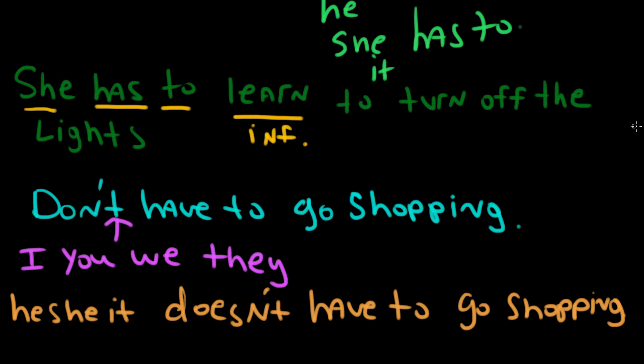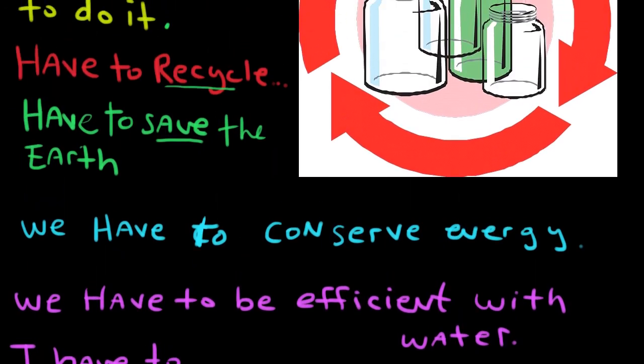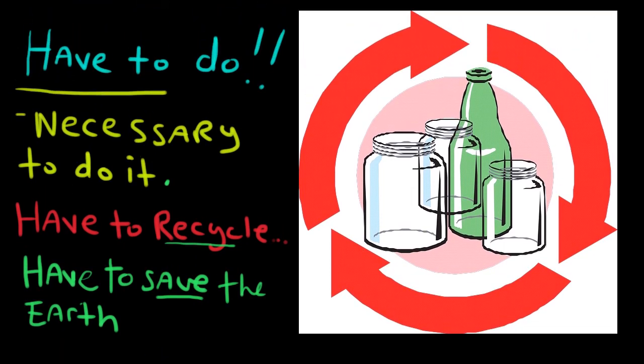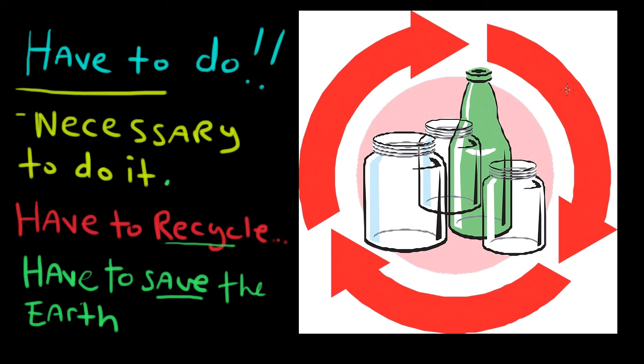I hope this English lesson has helped you to understand how we form the have to talk about necessity of something that we have to do and obligation.